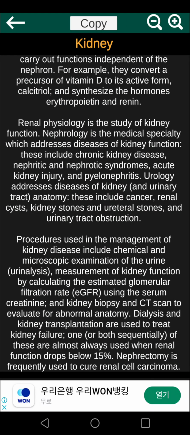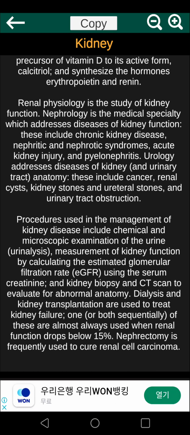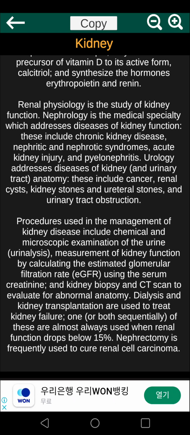Kidney. Renal physiology is the study of kidney function. Nephrology is the medical specialty which addresses diseases of the kidney function. This includes chronic kidney disease, nephritic and nephrotic syndromes, acute kidney injury, and diseases of the kidney and urinary tract anatomy.